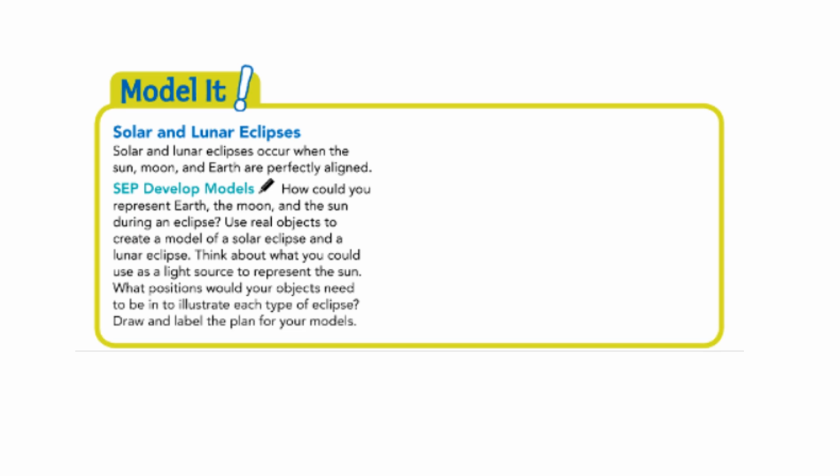Solar and lunar eclipses. Solar and lunar eclipses occur when the sun, moon, and Earth are perfectly aligned. How could you represent Earth, the moon, and the sun during an eclipse? Using real objects to create a model of a solar eclipse and a lunar eclipse. Think about what you could use as a light source to represent the sun. What positions would your objects need to be in to illustrate each type of eclipse? Draw and label the plan for your models.